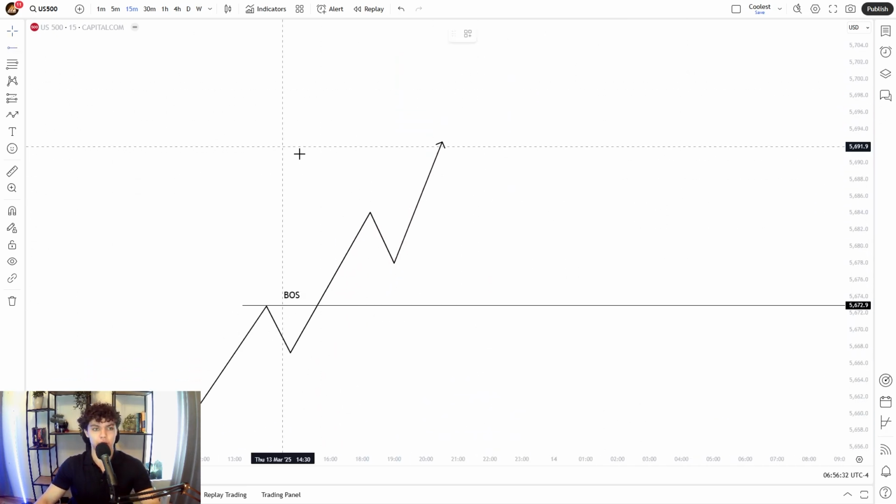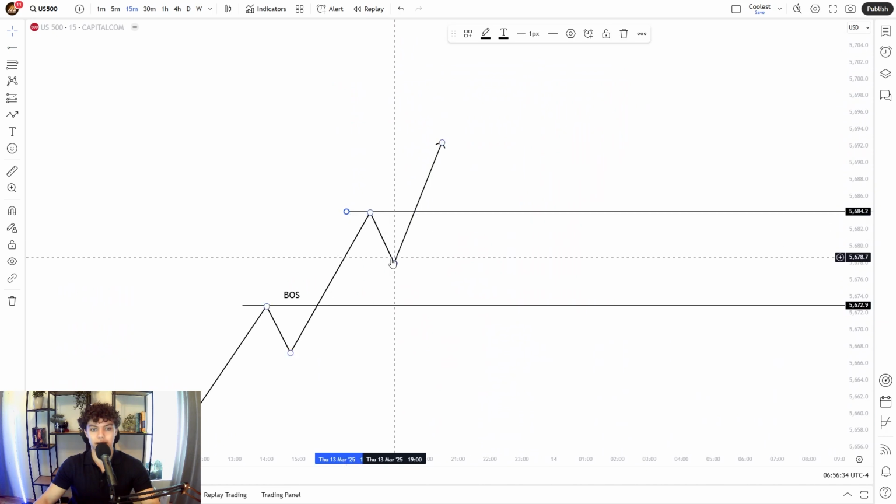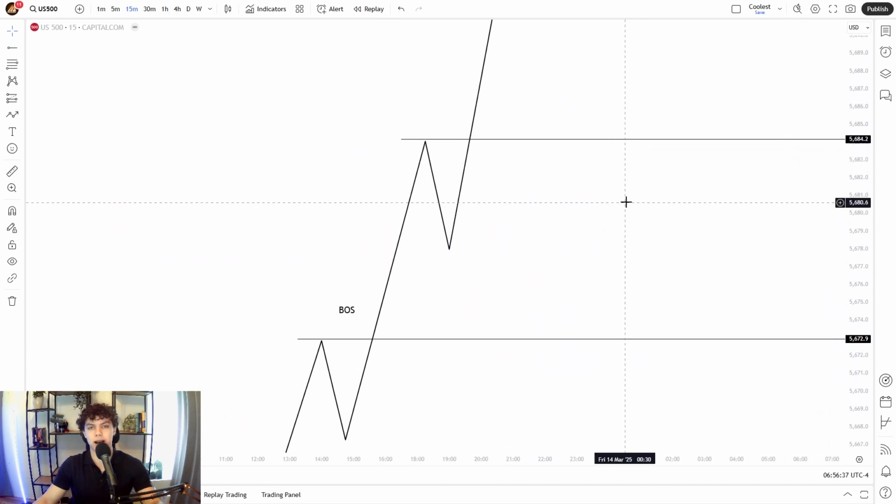And same thing here, we create this high after we create the retracement, because essentially how are these highs and lows being created?